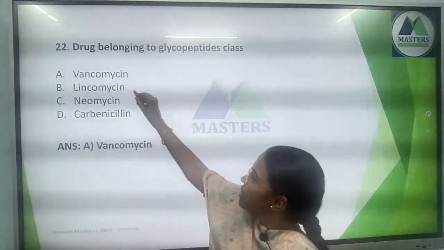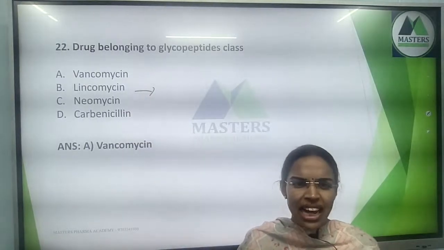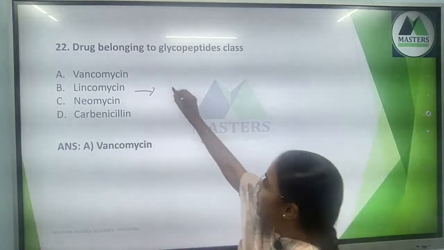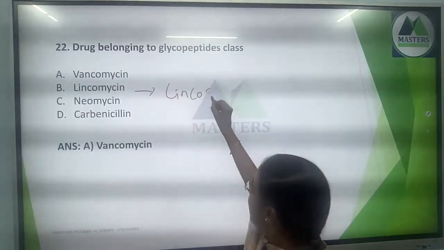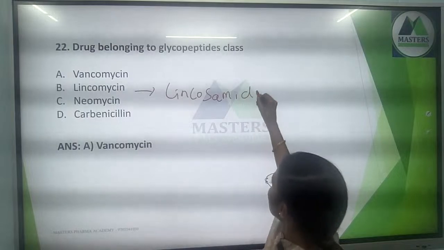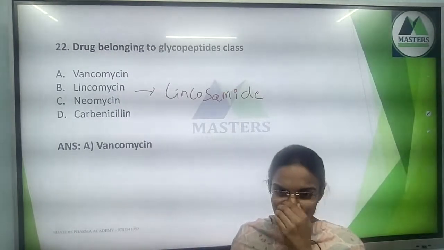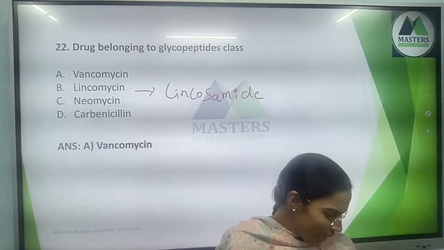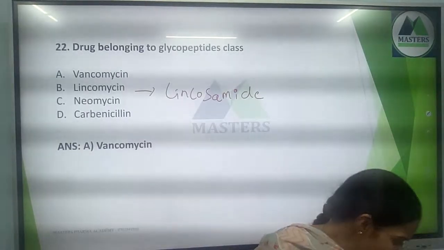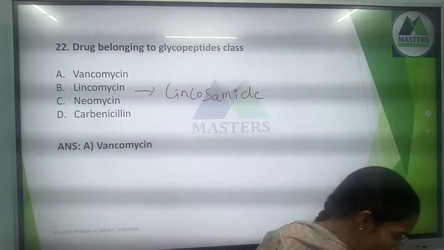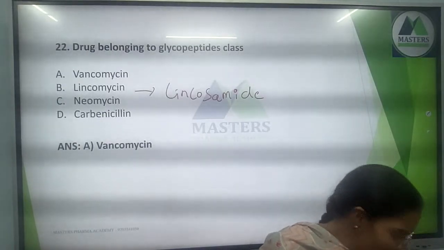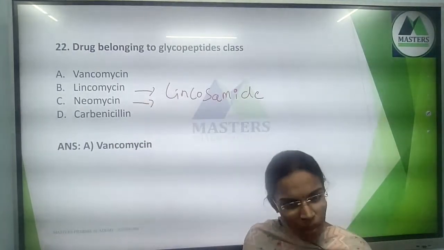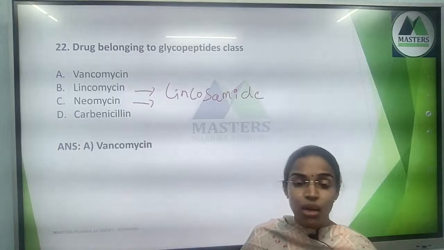And what kind of an antibiotic is lincomycin? Which class of antibiotics does it belong to? Lincomycin is a lincosamide class of antibiotic. Neomycin is an aminoglycoside.